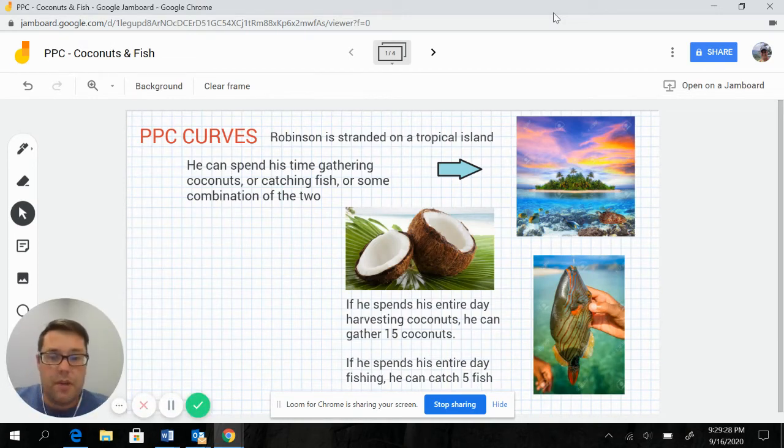Hey there, everyone. I'm going to make a video here showing you how to do PPC curves. PPC stands for Production Possibilities Curve. It's also sometimes abbreviated PPF for Production Possibilities Frontier.